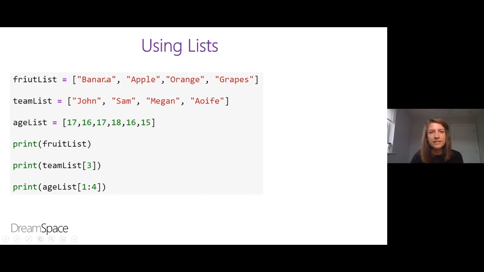So we have fruit list, banana, apple, orange, grapes. So we know that already. So we have 4 elements within our square brackets. So that indicates this is our list. We have a team list, John, Sam, Megan, and Aoife, again within our square brackets, and we have again 4 elements. And then we have our age list, and we have 17, 16, 17, 18, 16, 15, and again within our square brackets. So we have multiple elements in each of these lists.